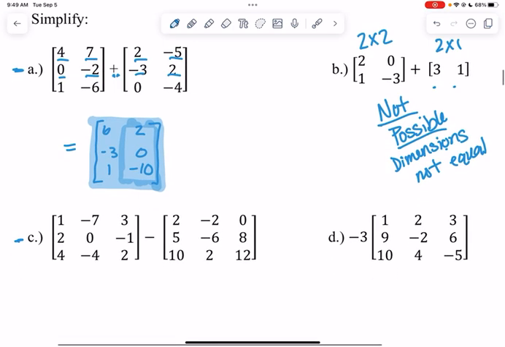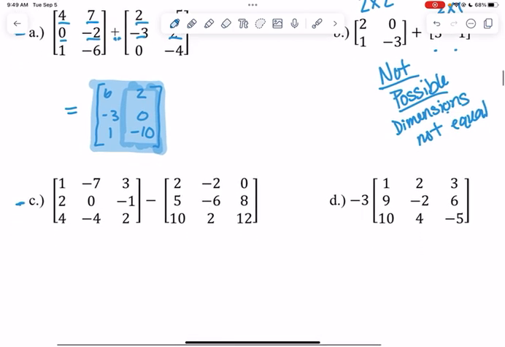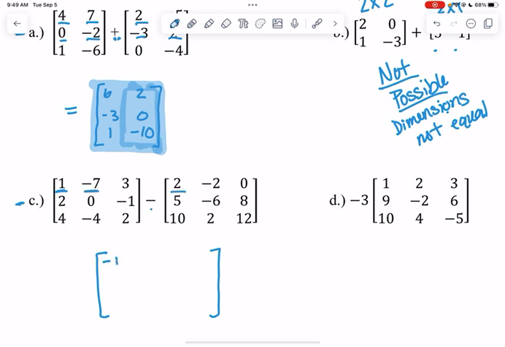But you can subtract C. So that minus is minus that whole second matrix. So we are still going from 2 matrices to 1. And it's going to be a 3 by 3. So just start in your very first spot. 1 minus 2. Negative 1. Negative 7 minus negative 2. Minus negative becomes plus. So negative 5.